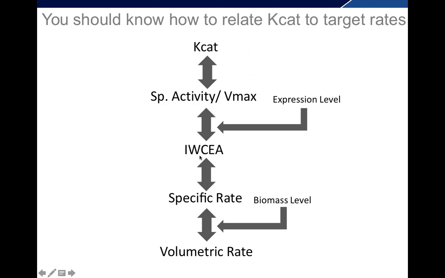That can be converted from an enzyme unit, so this would be micromoles per minute per milligram or other units of biochemistry, to specific rate, which would be a unit of productivity. So moles to grams, basically. And then the specific rate, which is how good each cell is, translates to the volumetric rate based on how much biomass you have, so how many cells you have, right?